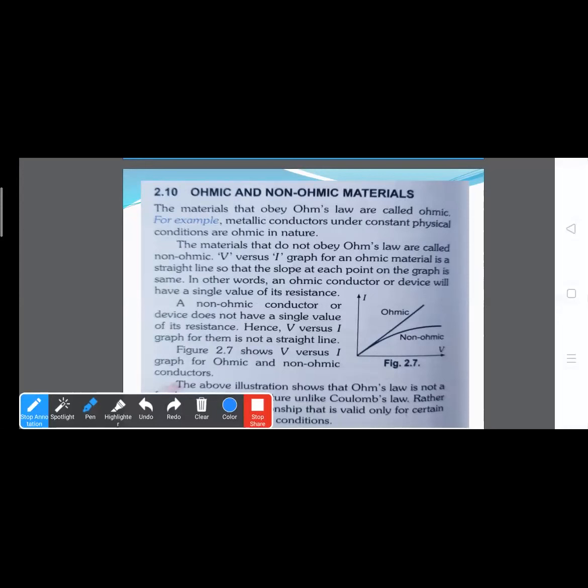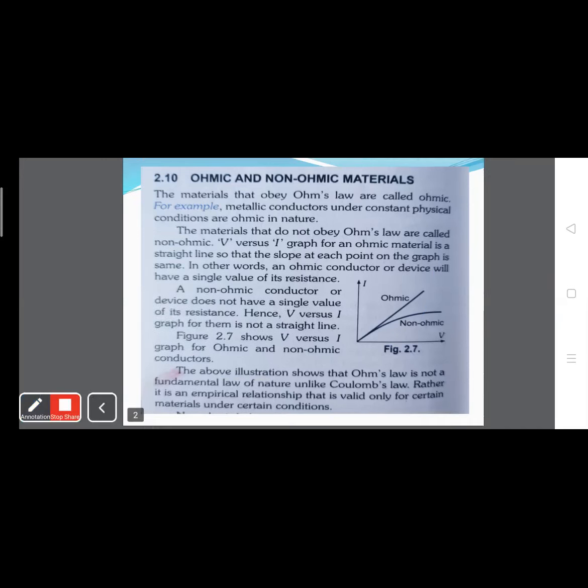The materials that do not obey Ohm's law are called non-ohmic materials, right? So the V and I graph for non-ohmic material is not a straight line. It is a non-linear graph, so the slope at each point on the graph is not the same. In other words, an ohmic conductor or device will have a single value of resistance, right? Now, a non-ohmic conductor or device does not have a single value. So the V and I graph for them is not a straight line as shown in the figure.